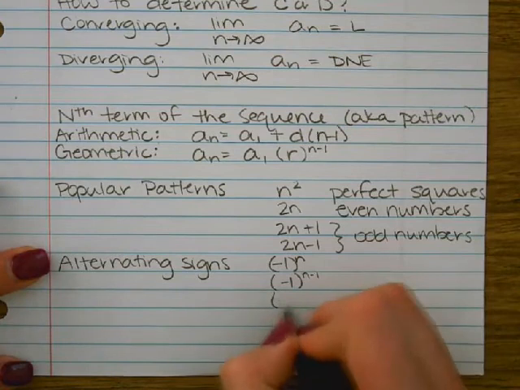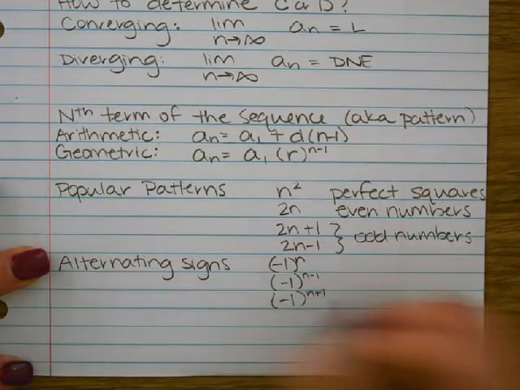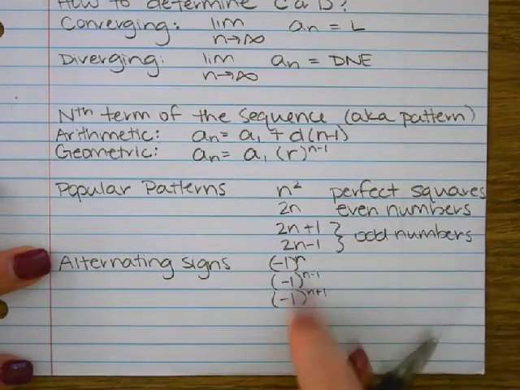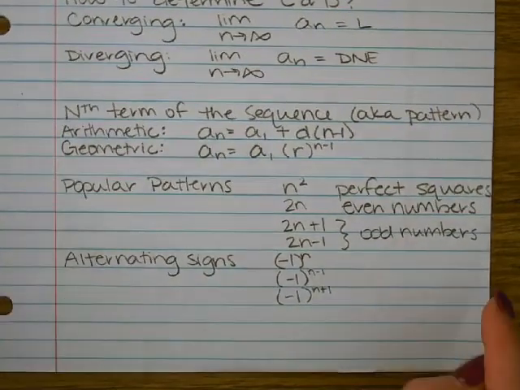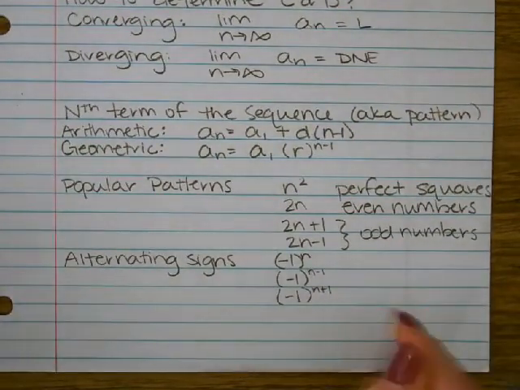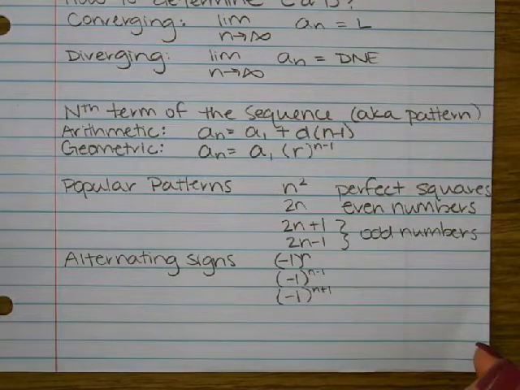And then we also have -1 to the n plus 1. So all 3 of these accomplish the same purpose. You would just put them into your equation depending on if you're starting on 0 as your starting term, or 1 as your starting term, or 2 as your starting term. You might adjust your exponent a little bit to make it work in your favor.